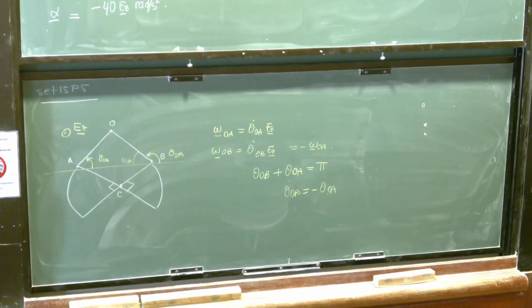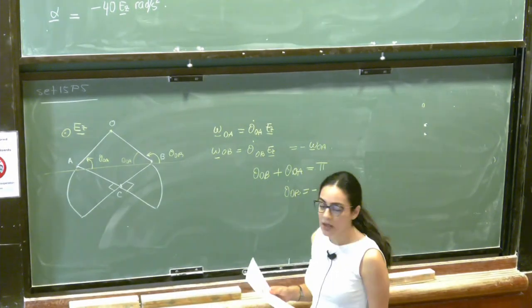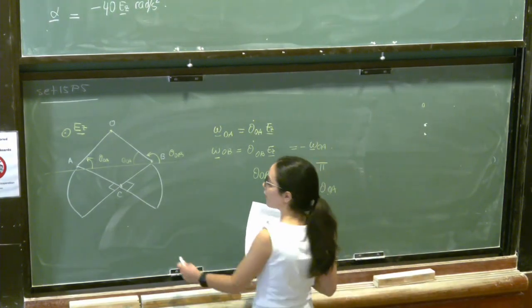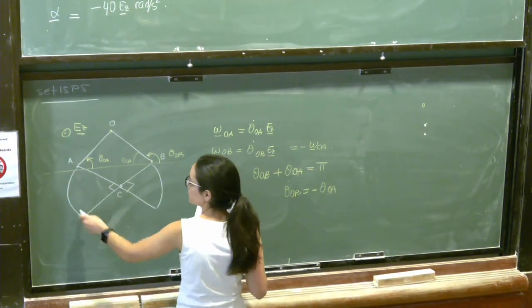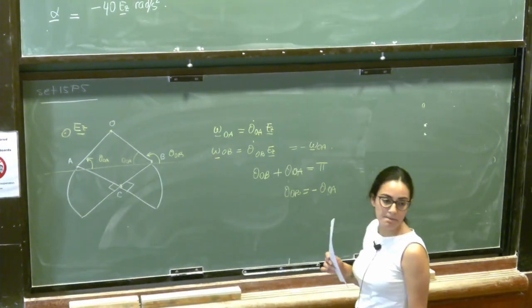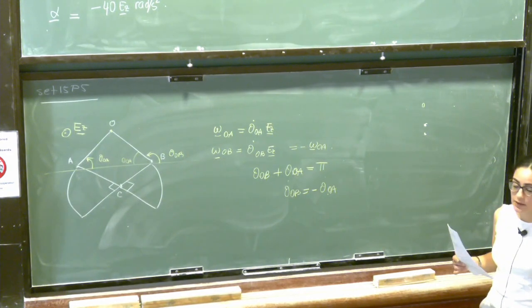Okay, so what do we think? So we want to find the angular velocity of the jaw, right? So what equation contains the angular velocity of this jaw here? The angular velocity of this rigid body. There's only one equation that contains that angular velocity.